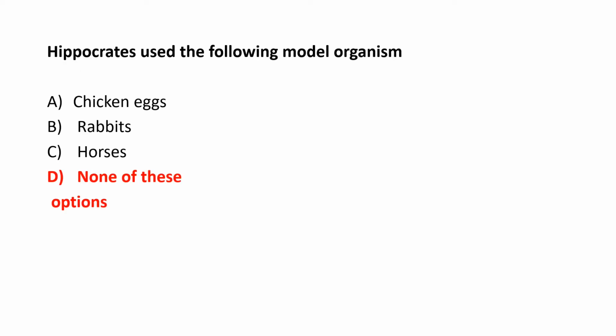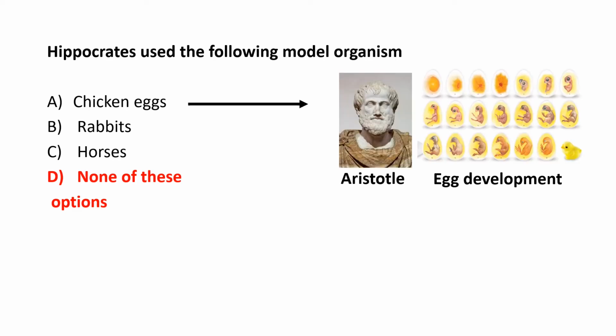If you remember, the best answer here will be none of these options, because at this time the Greek philosophers didn't conduct experiments, so they didn't use model organisms. So chicken eggs were used, if you remember later in the videos, for Aristotle. He was the first one who started conducting experiments.